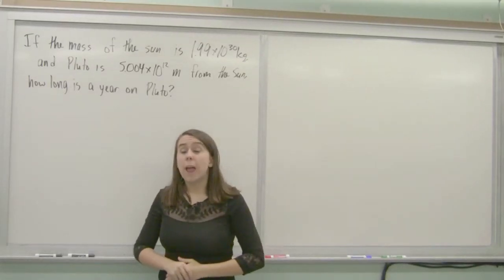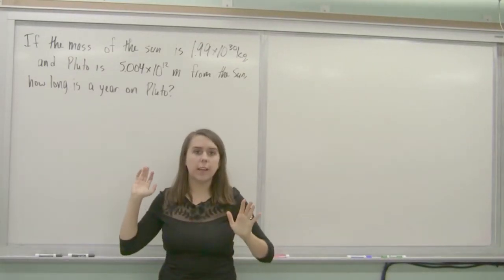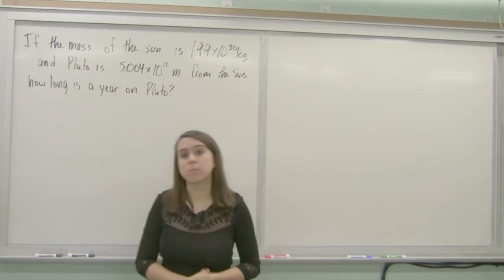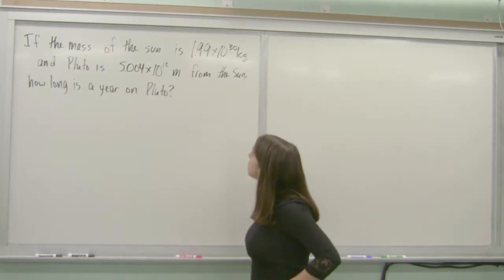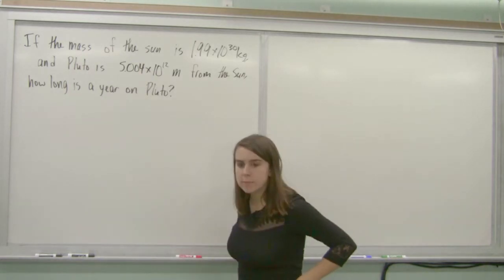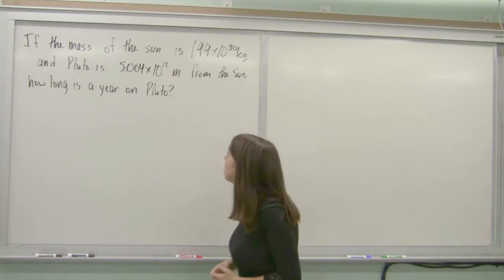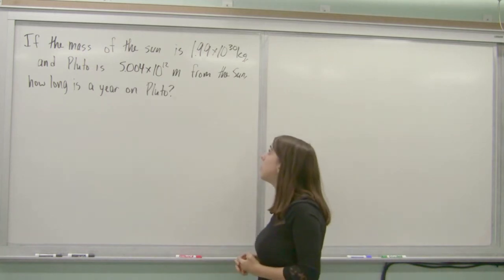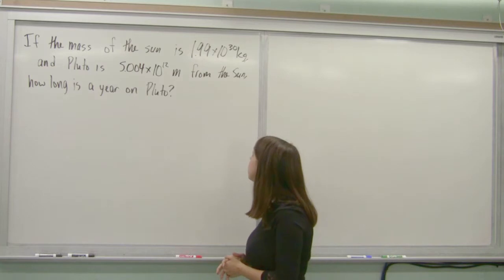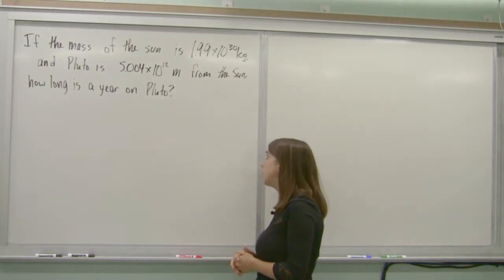Today I'm going to do a circular motion and gravity sort of orbit problem, so let's get started. If the mass of the Sun is 1.99 times 10 to the 30th kilograms, and Pluto is 5.004 times 10 to the 12th meters from the Sun, how long is a year on Pluto?